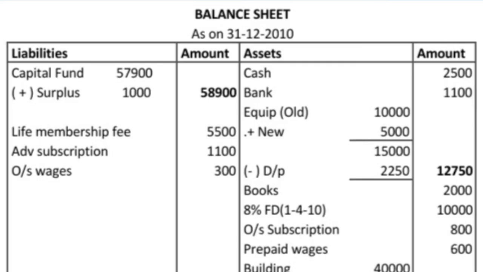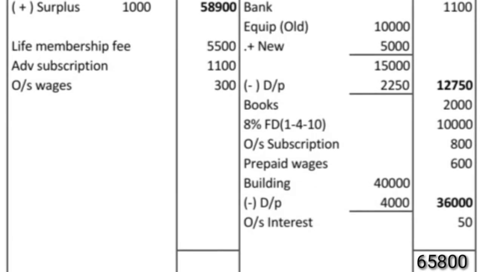Now we can total this balance sheet. In the asset side, the total amount is 65,800, and the liability side also 65,800. The balance sheet tallies, right? Both sides are equal. So now our question is completed.